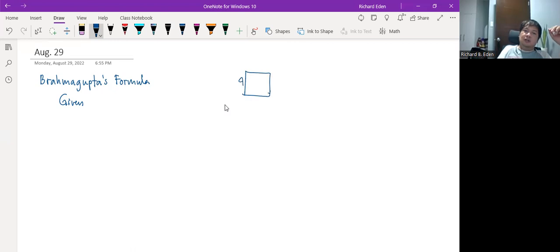Four. Okay, rhombus. So 4, 4, 4, 4. Then you could also come up with a rhombus whose dimensions are exactly the same. So see here, you have two quadrilaterals. The set of four sides are the same, but the areas are different.